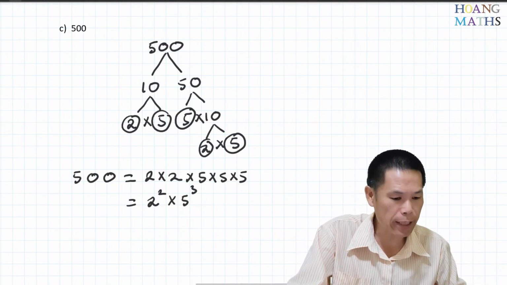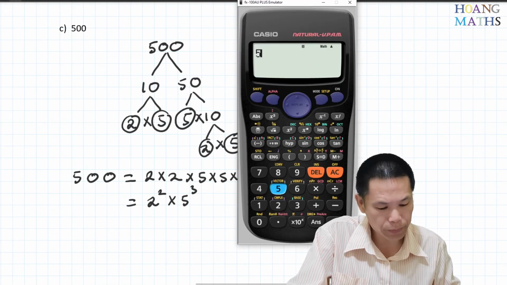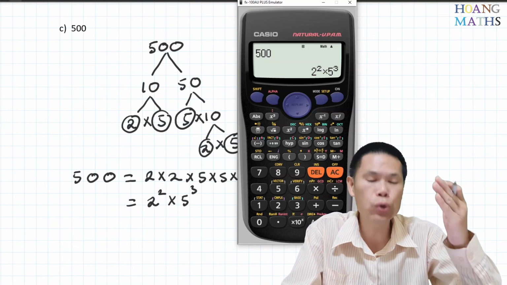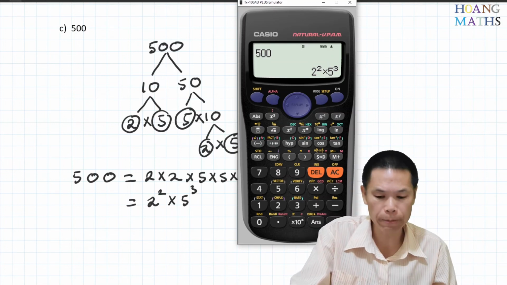So let's check the answer as well on the calculator. So we go 500 and then press equal, and then you go shift and then fact. There you go. So 2 squared times 5 to the power of 3, or 5 cubed if you like.